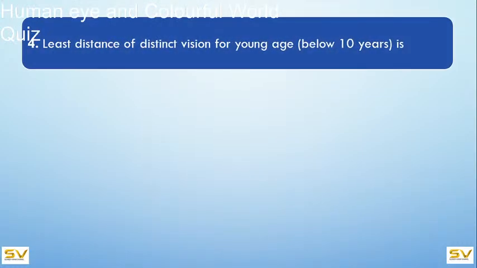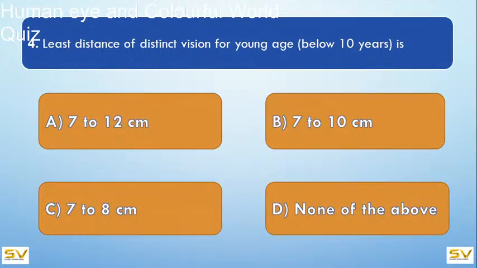Very good. Now coming to the next question, that is the least distance of distinct vision for young age. That means below 10 years. The options are 7 to 12 centimeters, 7 to 10 centimeters, 7 to 8 centimeters, none of the above. So what is the value of the least distance of distinct vision for young age? Already we know that the least distance of distinct vision is 25 centimeters. Now, what is the value for below 10 years?